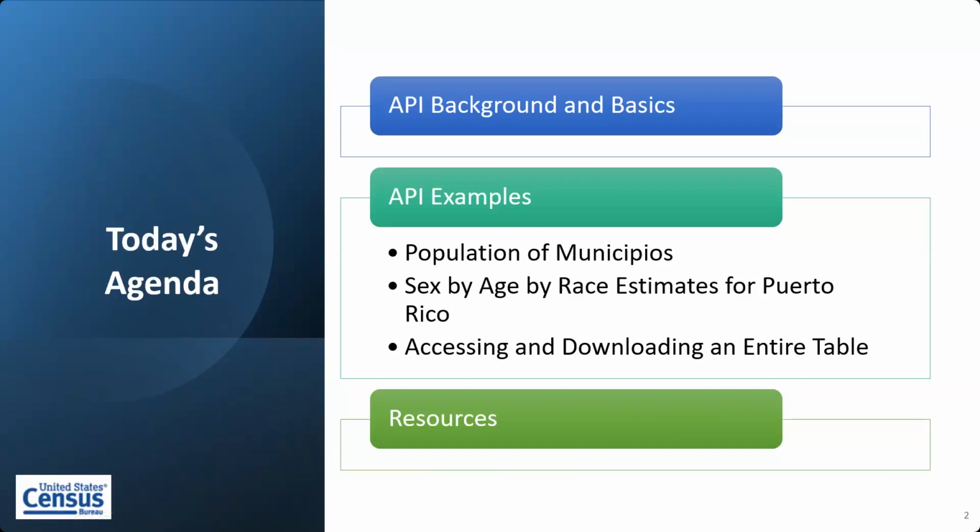And to give a brief overview of our agenda today, we're going to spend a bit of time looking at some background and basics, some important things to know about what the Census Data API is and how it works, before we then jump into 3 different API examples to pull some data from Puerto Rico. And then following the completion of our examples, I'll close this out with some resources and we will take questions at the end.